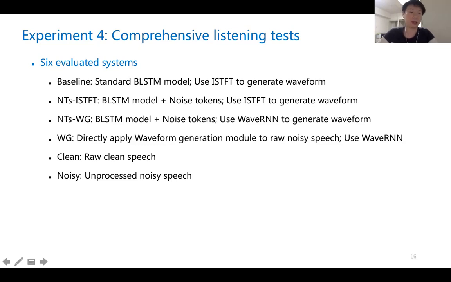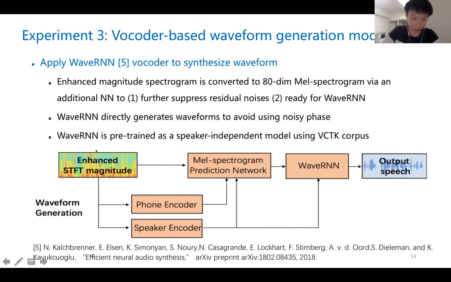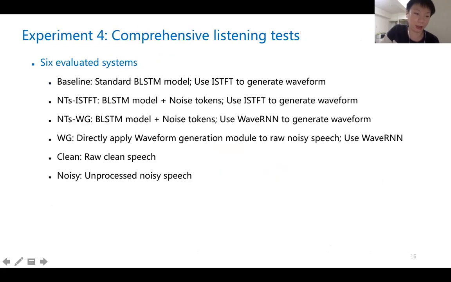The fourth system is to directly apply the waveform generation module to the raw noisy speech and use the waveform vocoder to generate the waveform. So this is a little bit special. So remember, this is what we proposed as the waveform generation module. It is originally applied to enhance the STFT magnitude, but it can also be applied to raw input noisy speech. We want to check what happens if we directly apply this module to the raw input noisy speech. So this system is denoted as WG, meaning raw one-round enhancement system.